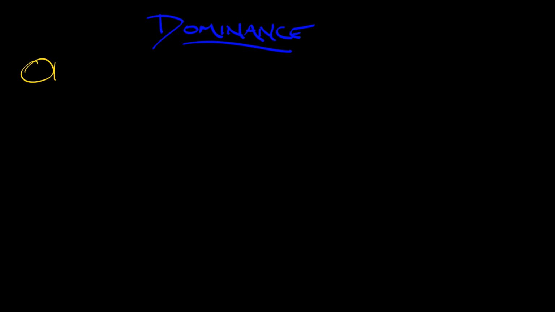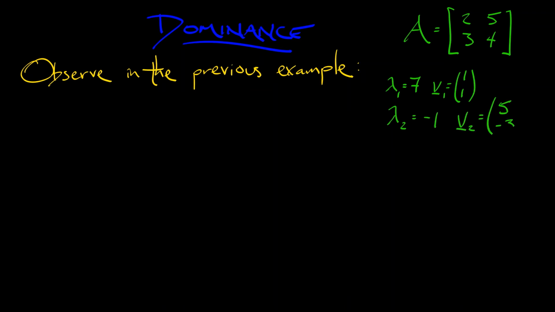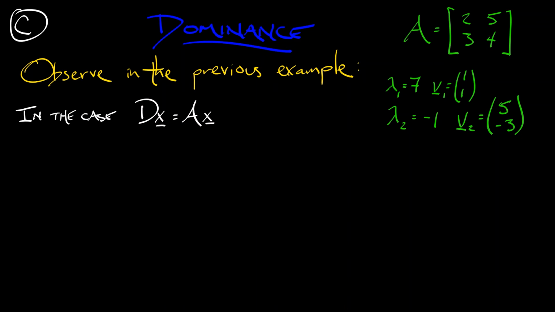Recall from the previous example we did where we had this matrix A that has columns 2, 3, and 5, 4. Now, we computed the eigenvalues and the eigenvectors. Lambda 1 was 7, and the eigenvector for that, v1, is (1, 1). Lambda 2 is -1, and v2 is (5, -3). In the case where we use that matrix to solve the system dx = Ax, so we're looking at continuous time, what's the general solution?